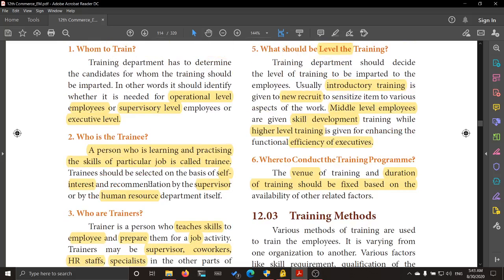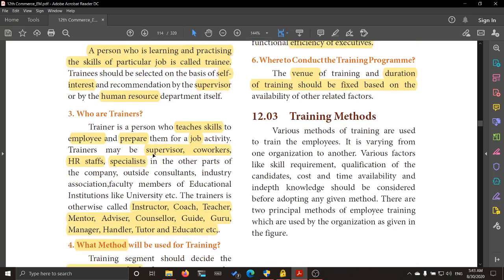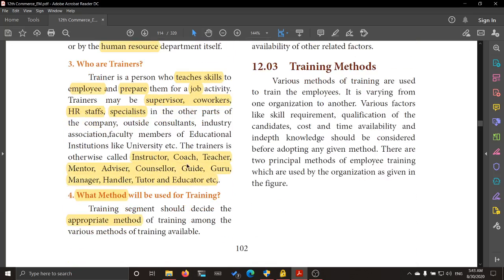So first we saw whom to train, that is the 3 levels. Then we saw who is going to be trained, that is the trainee. And now we see who the trainers are. Trainers teach the skills to the employee, to prepare them for the job activity. They transfer the skills needed for that particular job to the employee. So the person who is teaching them and transferring the skill to the employee is called a trainer.